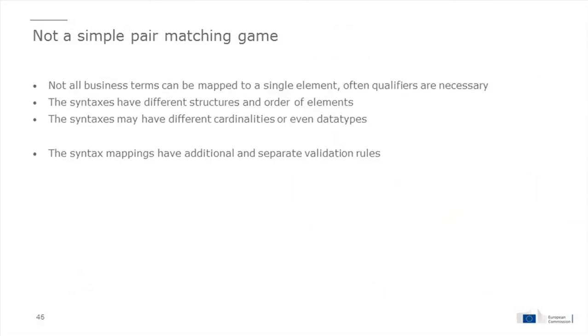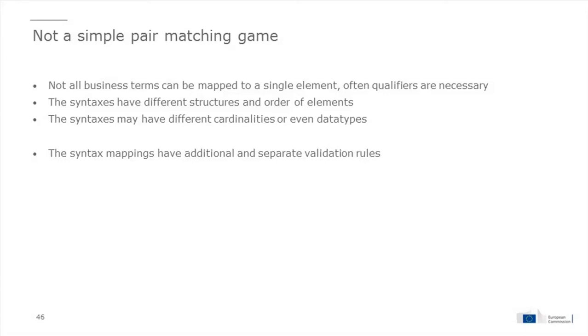It's not a simple pair matching game. The picture I had in the beginning with the model on the left side and then the dotted line to the right, it's not really as simple as that. Often business terms are mapped to a whole structure. So it may be that qualifiers are necessary. In the syntax there might be a very generic element, while in the data model there is a very specific element. And so to map, there also needs to be qualification codes, for example. So that is one situation. I will give you an example of that in a moment.